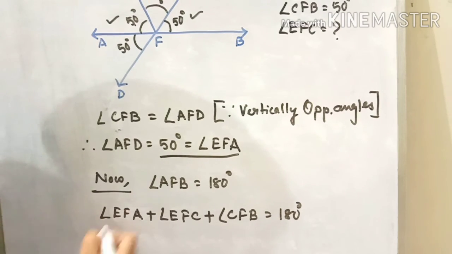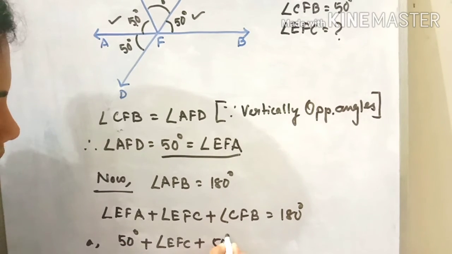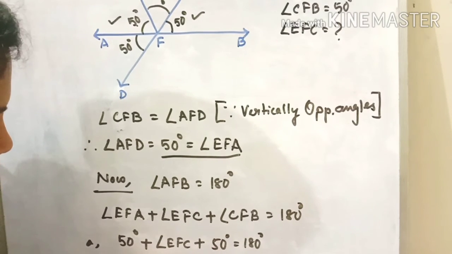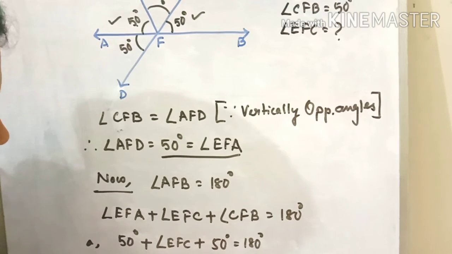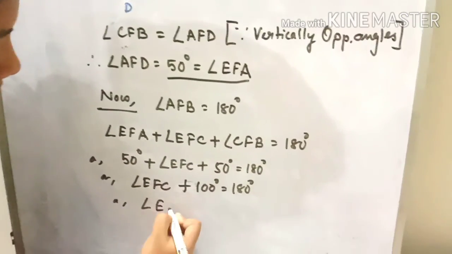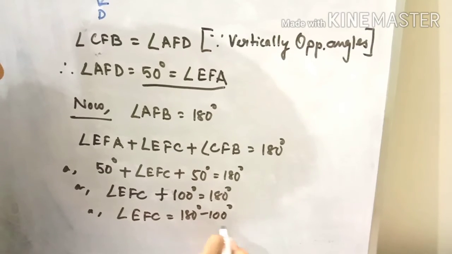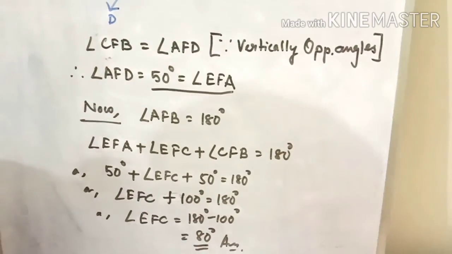From here we have already got two angles, that is this is 50 degree and this is 50 degree. Alright, therefore we need just to find one angle from here. That means the summation of these two angles we can understand that is 100 degree. Therefore, angle EFC is equal to 180 degree minus 100 degree. That means it is 80 degree. Okay. So this is our answer.